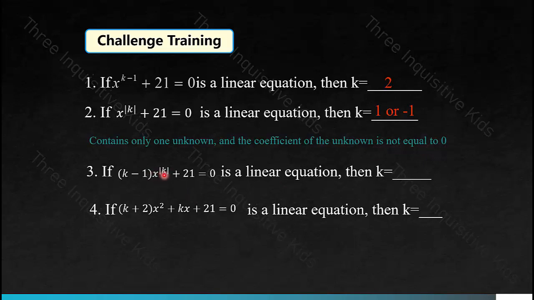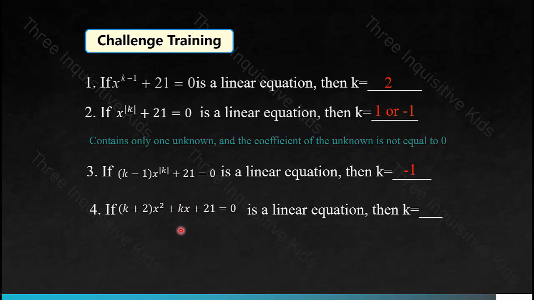For x here, k right now can first be 1 or negative 1. So that already satisfies one condition, which is that the index of x is equal to 1. But remember, k's coefficient cannot be equal to 0. So if k was equal to 1, 1 minus 1 is equal to 0, and then the coefficient of x would be 0. So that would not work. Therefore, k has to be equal and only equal to negative 1.